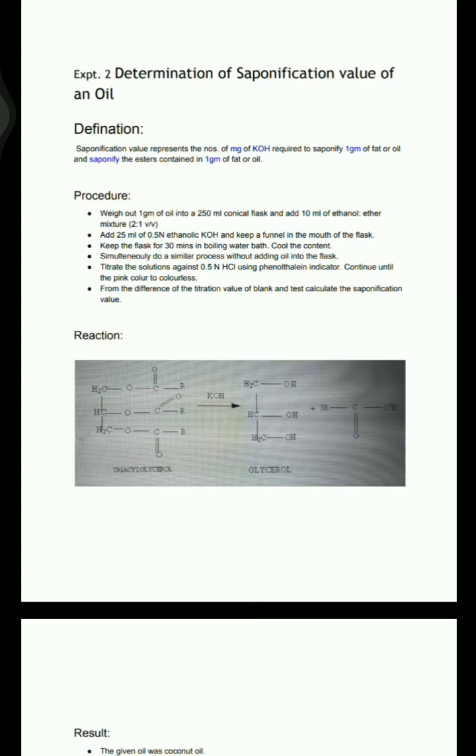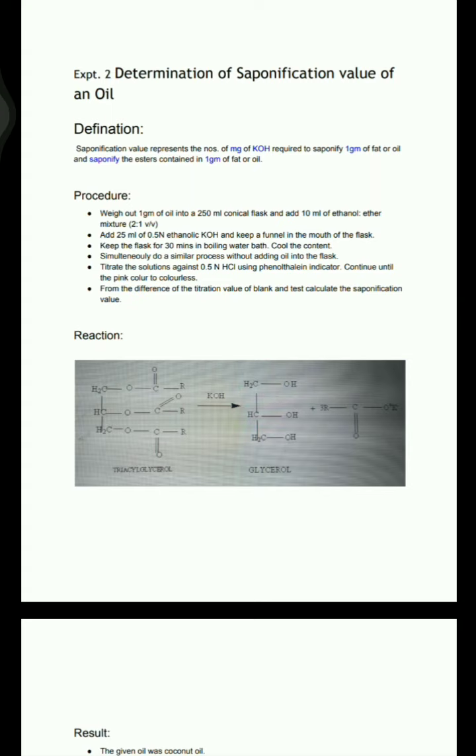Now concentrate on the definition of the saponification value. It represents the number of milligrams of KOH required to saponify 1 gram of fat or oil. Correspondingly, it saponifies the esters contained in 1 gram of fat or oil and forms a soap.